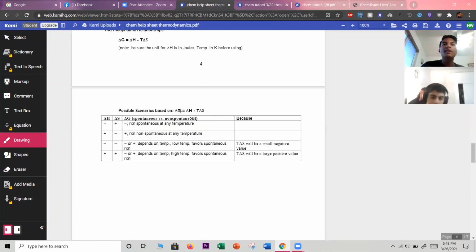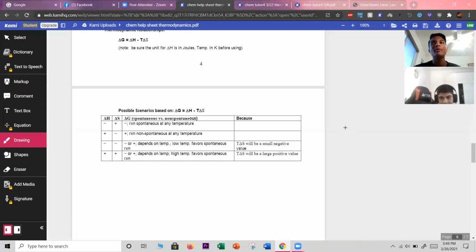Okay, Gibbs free energy, basically what it is, it tells you whether a reaction is spontaneous or non-spontaneous. So tell me this. What does spontaneous mean? I'll tell you. If you leave a block of ice in a room, will it melt? Oh yes. So spontaneous means the reaction will happen. If you leave bleach on a shirt, will the bleach get rid of the color?